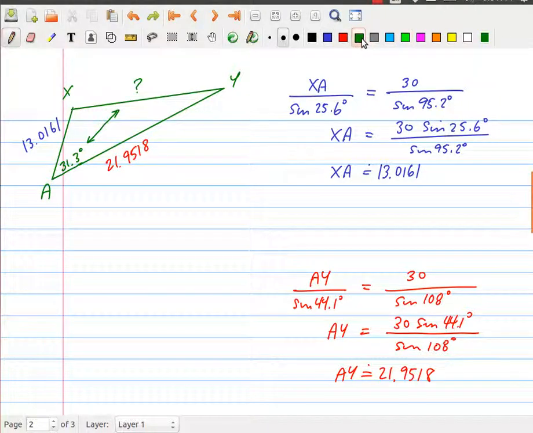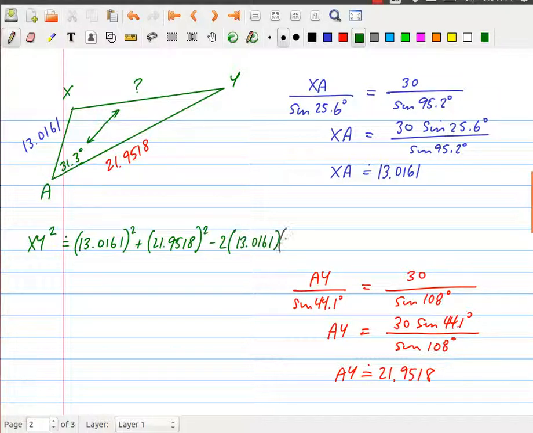And so now I'm on my last step, which is I'll use the cosine law to find this. So I will basically say that the side XY squared is equal to the sum of the squares of the other two sides, so 13.0161 squared, and this is approximate, I'm using approximate values, plus 21.9518 squared minus 2 times 13.0161 times 21.9518 times the cosine of the angle, 31.3 degrees.